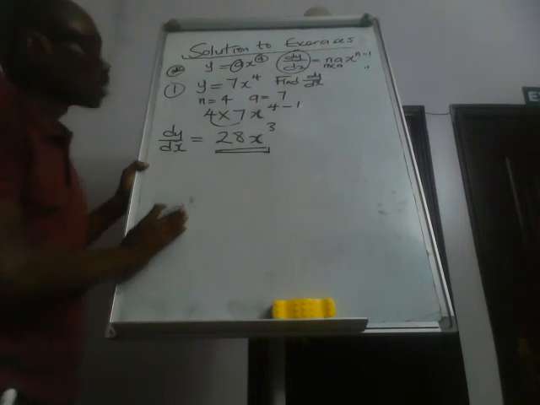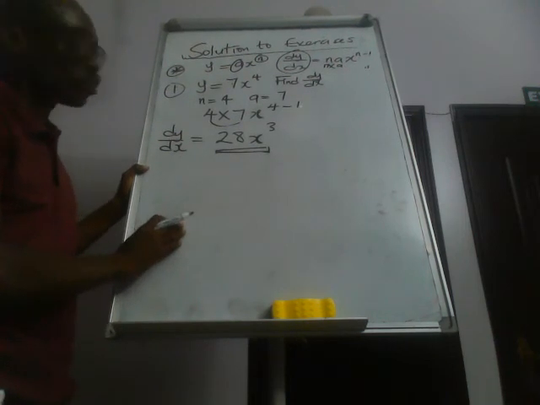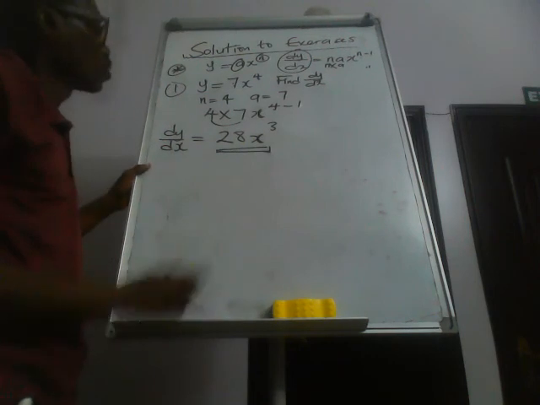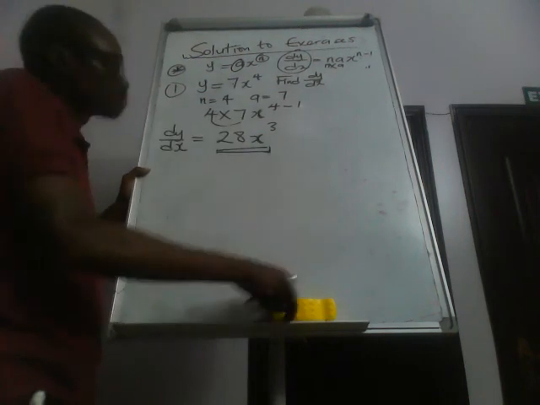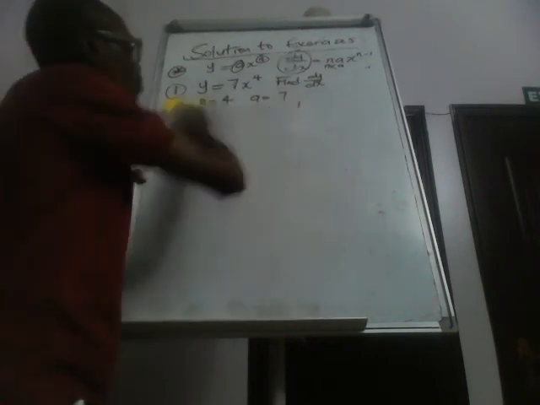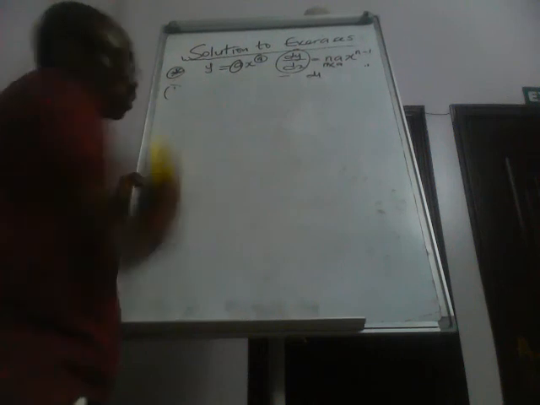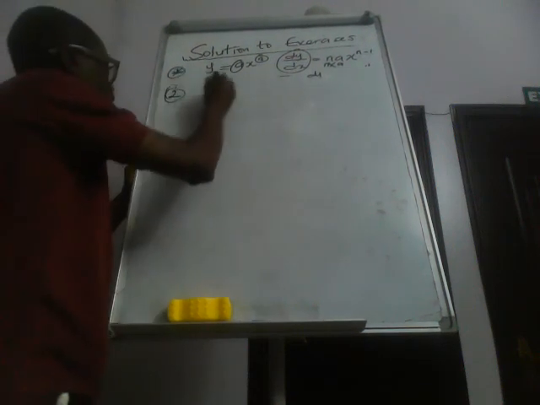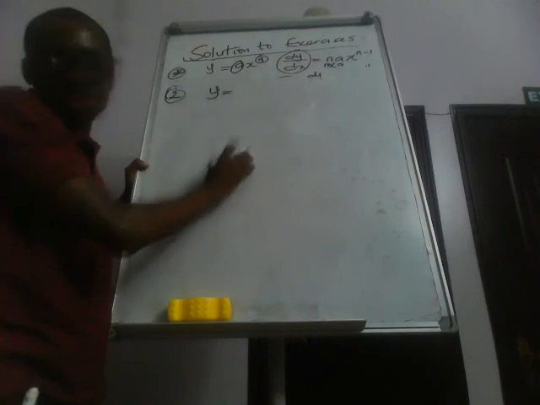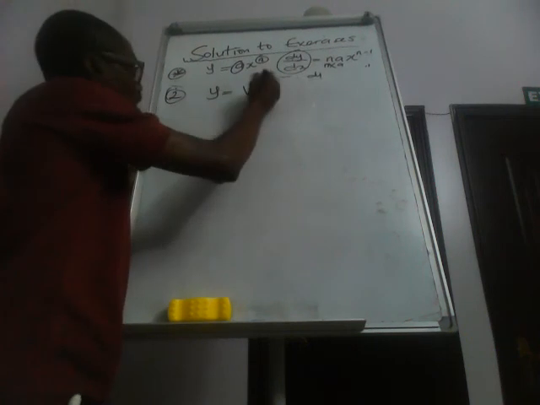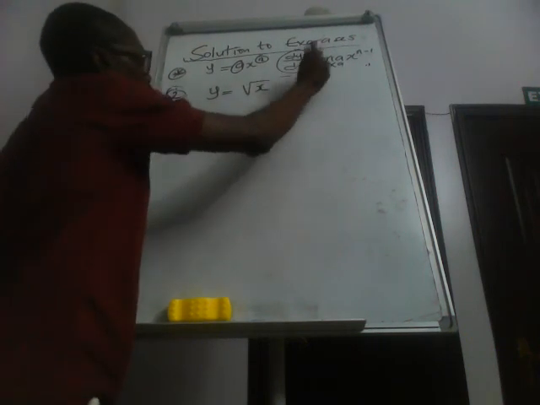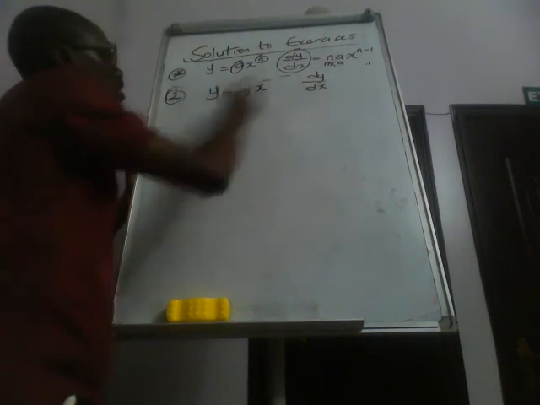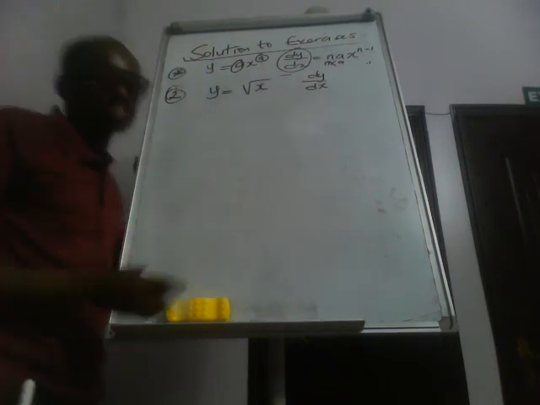So right now we are going to move on to the second one. Okay, so just go over it. We move over to the next one. The next one is y is equal to the square root of x. Find dy/dx. If y is equal to the square root of x, what is dy/dx?